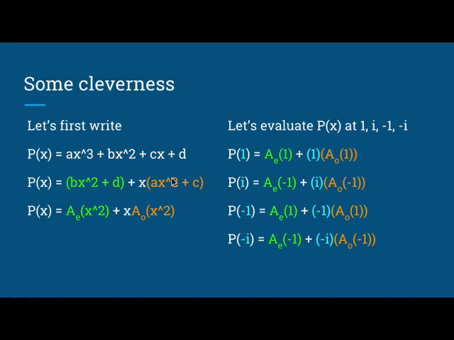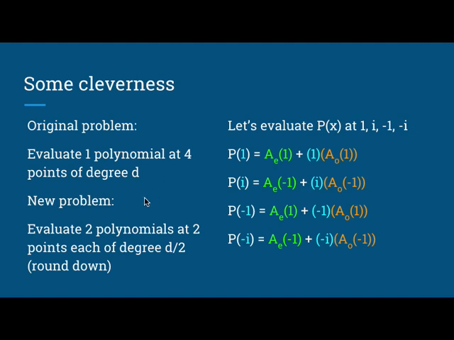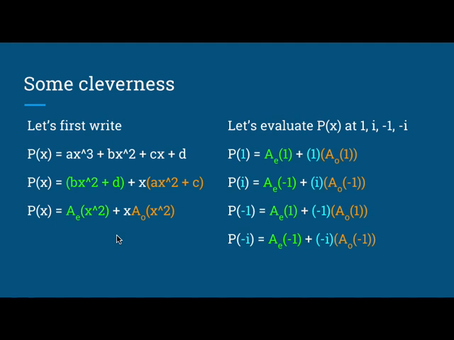But I just said that doing this halves the degree. Look at this. What did I say? Evaluate two polynomials at 2 points each of degree d over 2. But that doesn't seem to be what's going on. We just seem to be not losing any degree at all. So what's happening? Yes? We're using x squared as our variable. Good. So we are using x squared instead of x. And that's what halves our degree. Why is that? Let's take a look.